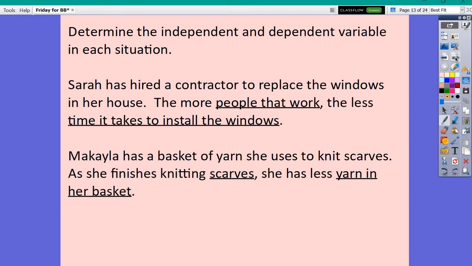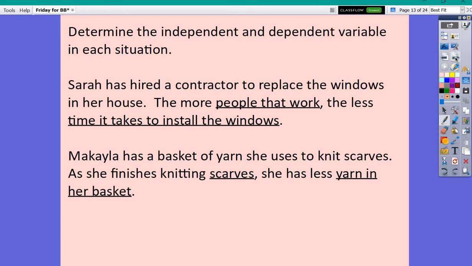Next slide, we have 2 questions that are a little bit harder. It says determine the independent and dependent variable in each situation. Now this is where things get tricky. This is definitely a more advanced level question. The first one says Sarah has hired a contractor to replace the windows in her house. The more people that work, the less time it takes to install the windows.